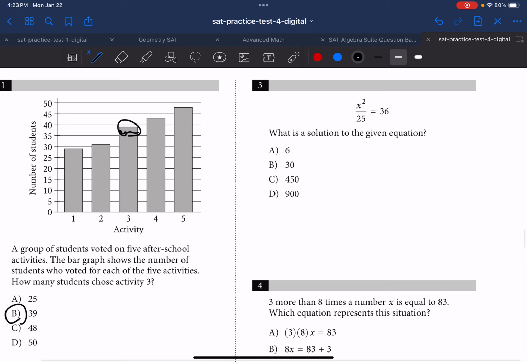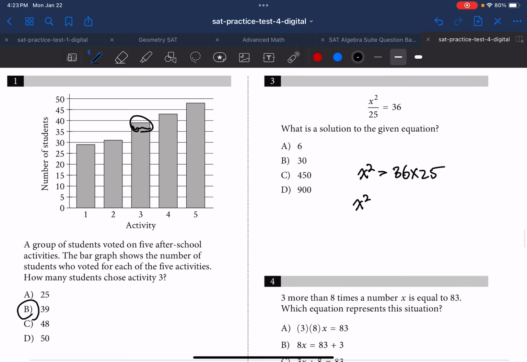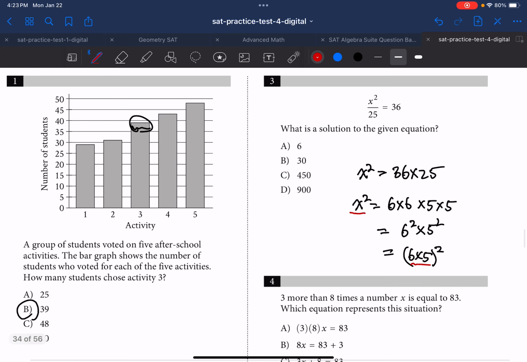So what is a solution to the given equation? We multiply both sides by 25. x squared is 36 times 25. You could plug this into a calculator, but if you don't, what I would do is split this into something like this, and this is equal to 6 squared times 5 squared, which is the same thing as 6 times 5 to the squared. So the inside here, 6 times 5, is the same thing as x. So the final answer would be 30.